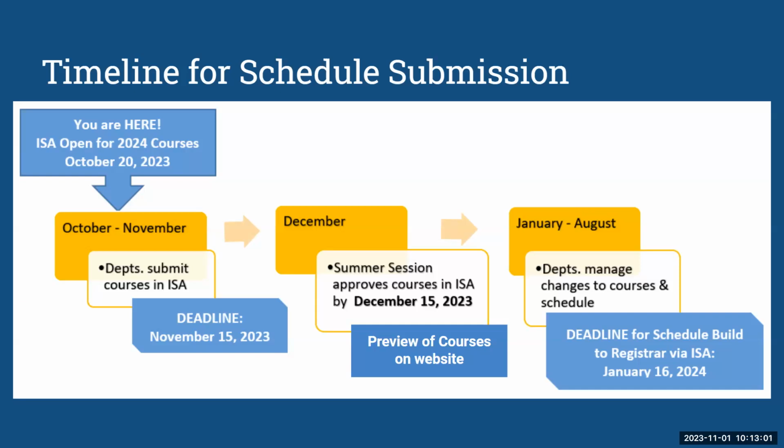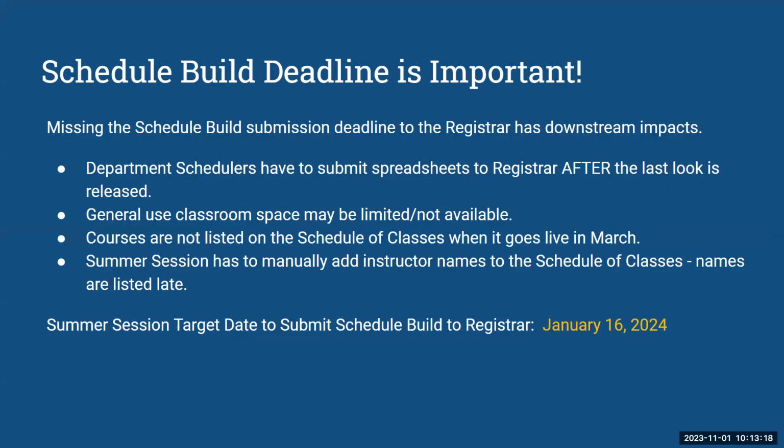That date is going to be different from Kimberly's closing the ISA date. We're building in a little bit of a buffer. But if you can target January 16th to get your schedule build submitted, then we'll be in good shape. Next slide, please, Eric. That schedule build deadline to registrar is really important.